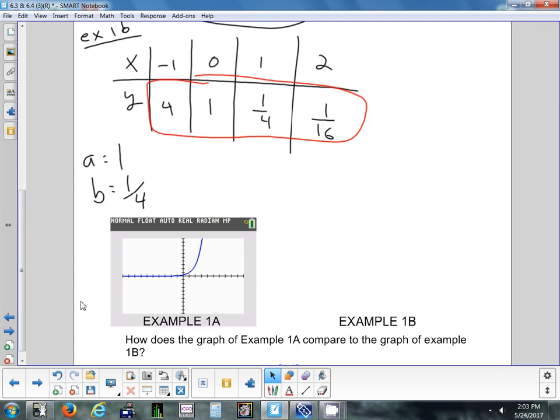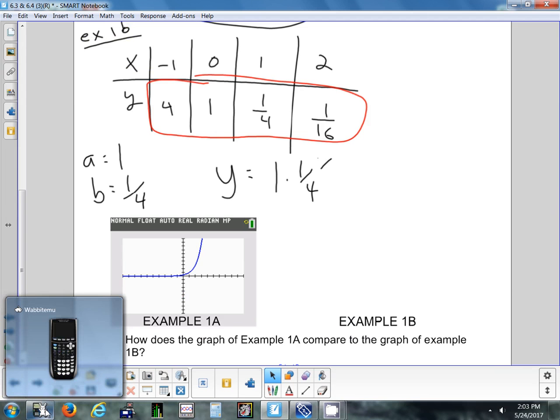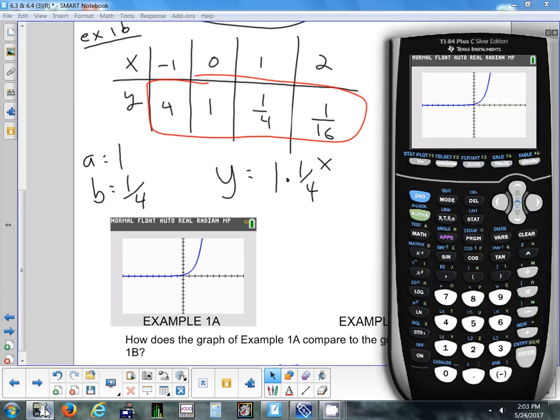So now I'm going to write the function. What's the function going to be? What's the exponential function going to be? y equals, Ashley? 1 times 1/4. Almost. y equals 1 times 1/4 to the x.